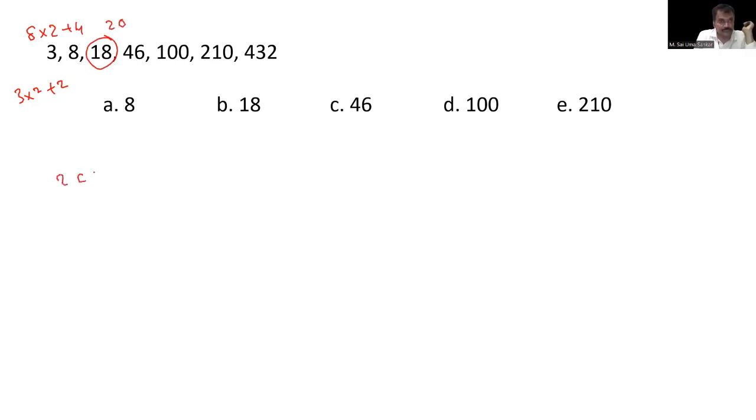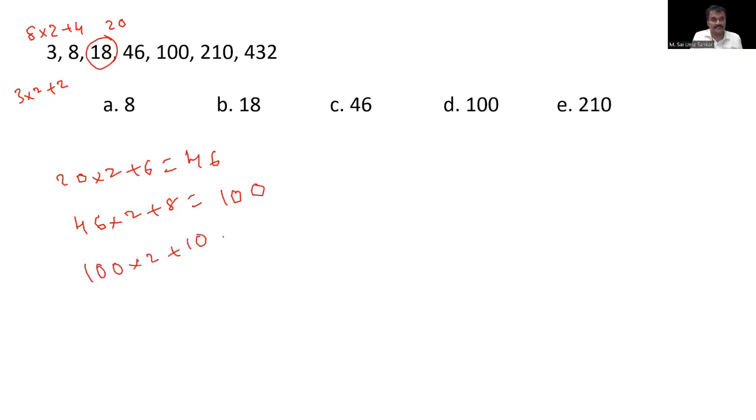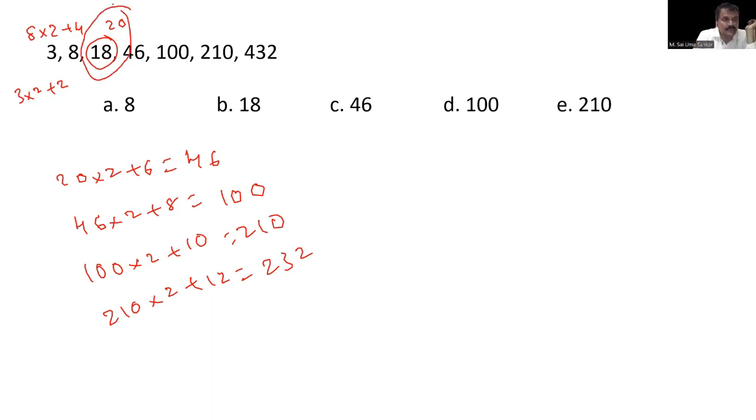Now 20 into 2 plus 6 is equal to 46. Satisfied. Next, 46 into 2 plus 8 is equal to 92 plus 8, that is equal to 100. Next, 100 into 2 plus 10, that is equal to 210. And 210 into 2 plus 12, so 420 plus 12, that is equal to 432, right? So what is the wrong number in the series? If instead of 18, 20 is there, then that is correct. What we require is the wrong number. What is the wrong number? 18. Option B is the correct answer.